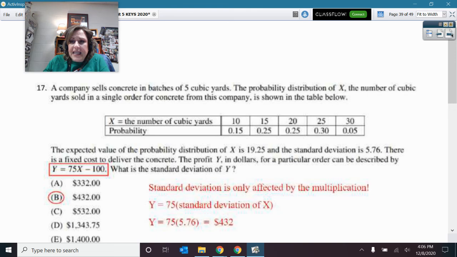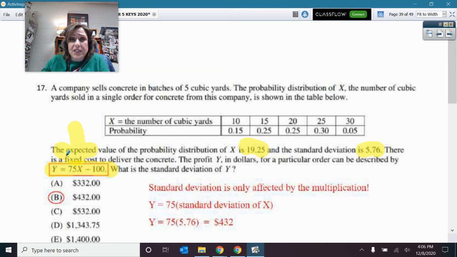All right, number 17, it is a transformation. So we're just going to take our data. It says the expected value is the mean. So that's 19.25. So the standard deviation is 5.76. And so the question says, what's the new standard deviation? Well, 5.76. Plug it into the formula.